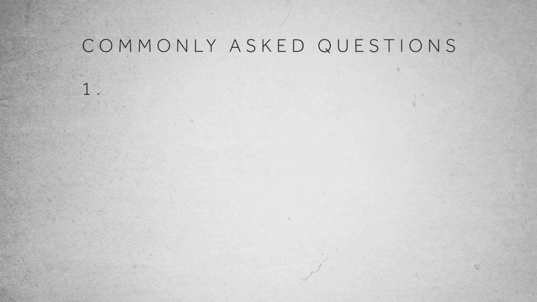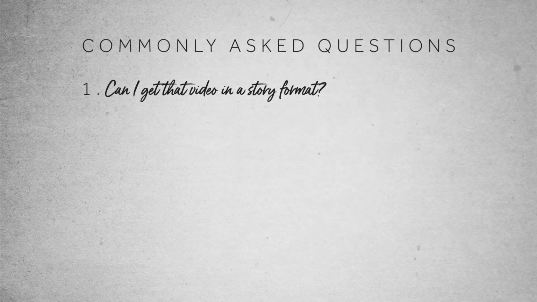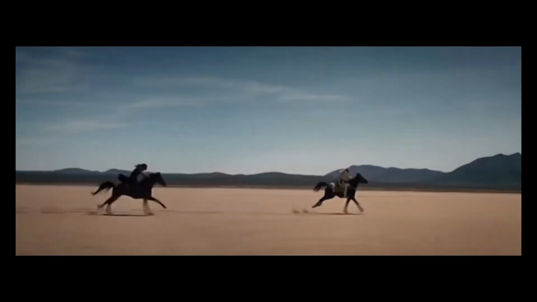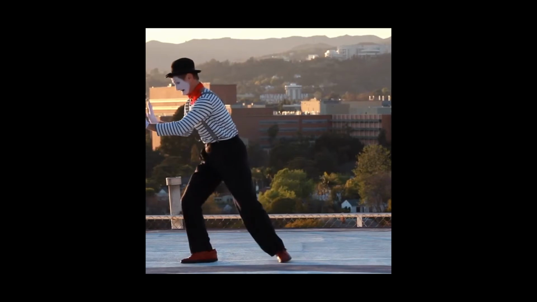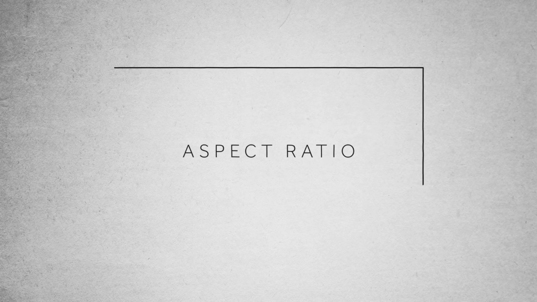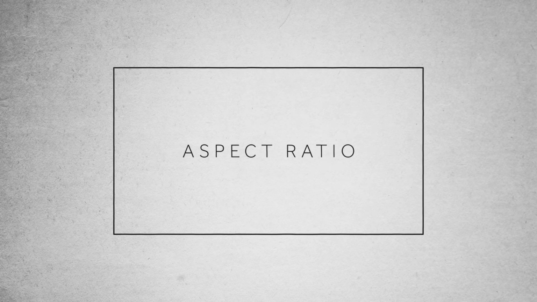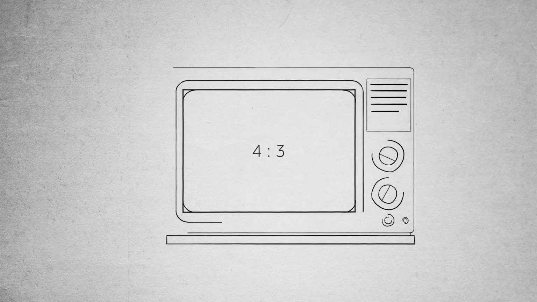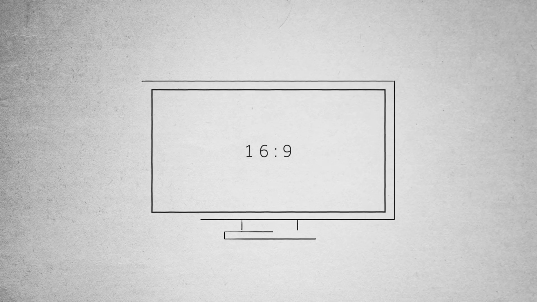Question 1. Can I get that video in a story format? So when we talk about story formats, landscape, 16:9s, widescreen, etc., we're really talking about aspect ratios. This refers to the ratio of the width to the height of the image or screen. Here's a screen with an aspect ratio of 4:3. Remember your old TVs had this? Or maybe your current TV, who am I to judge? This is very rarely seen these days unless you're an artsy-fartsy filmmaker. And here's the industry standard 16:9 screen as found on almost everyone's computer monitor or TV.